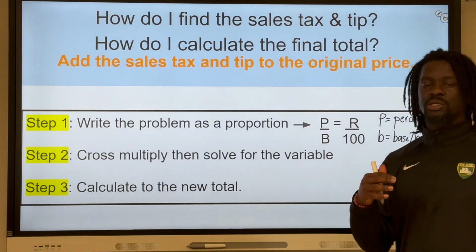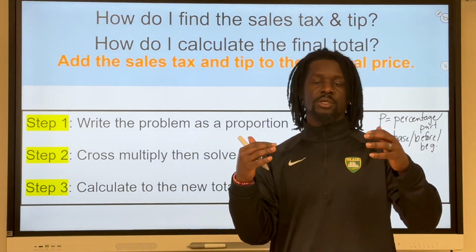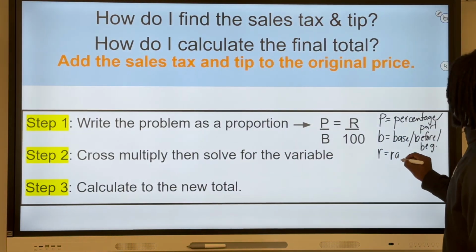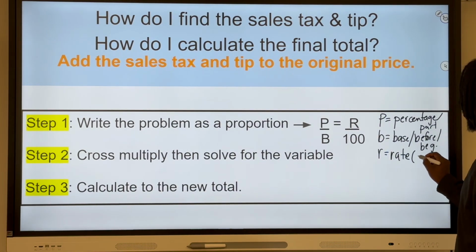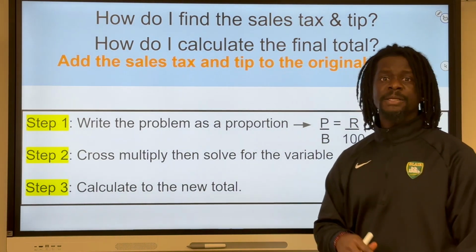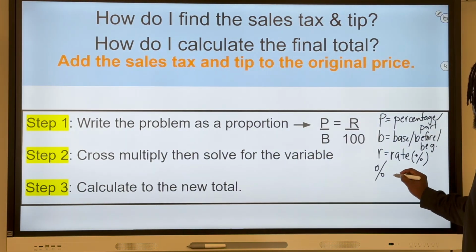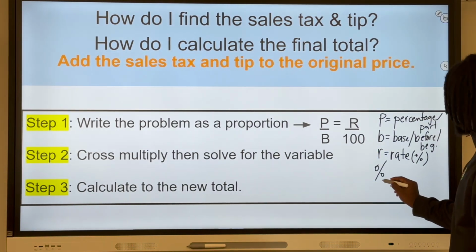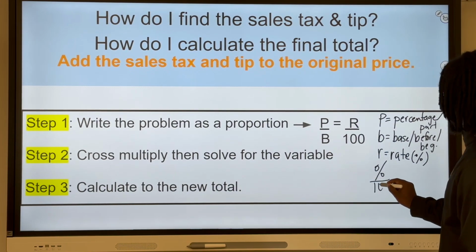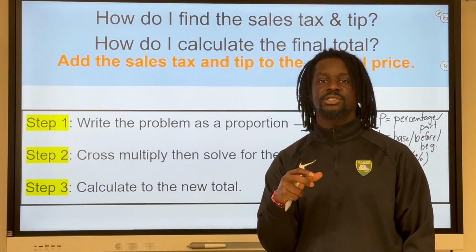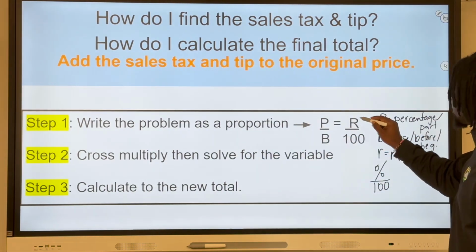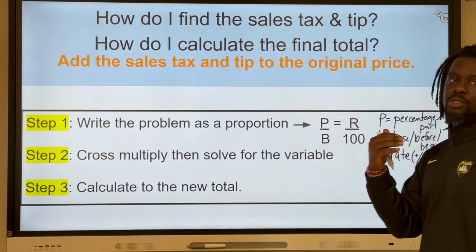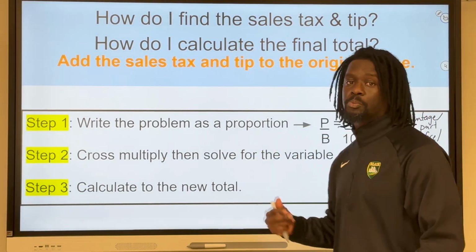Either one of those are just ways to help you remember where to put what number. And then lastly, R stands for rate, and the rate is always the number with the percent. Again, if you remember, percent means per 100, or it means out of 100. So the number that has the percent will always be the number that goes over the 100. So the R. Okay. So again, these are just some tips to help you know where to put certain things in your proportion. All right.